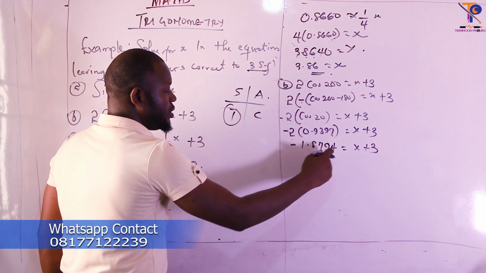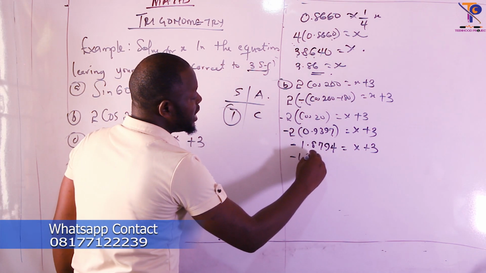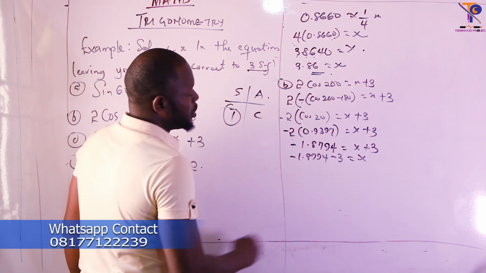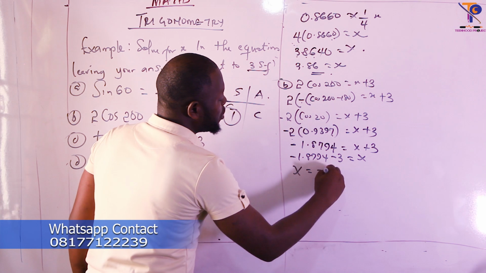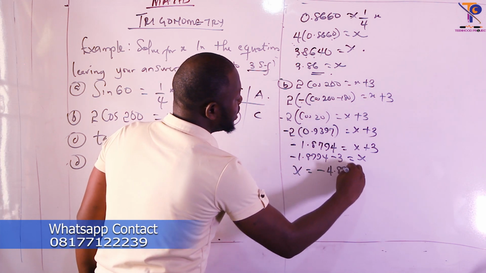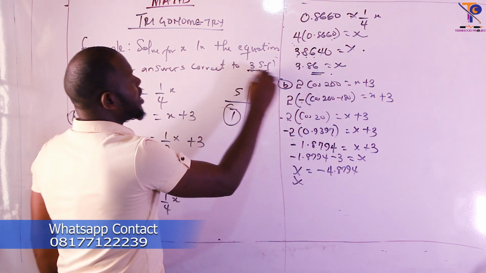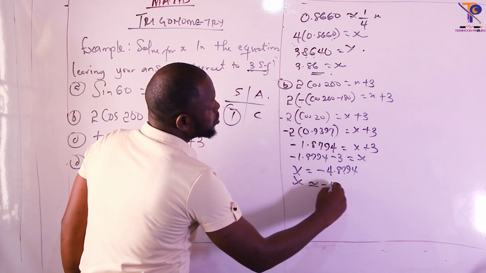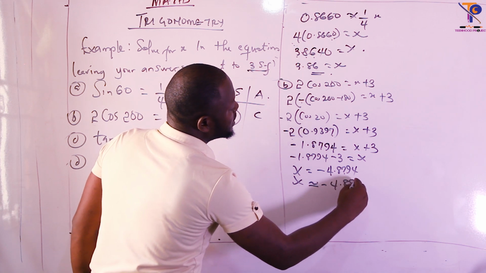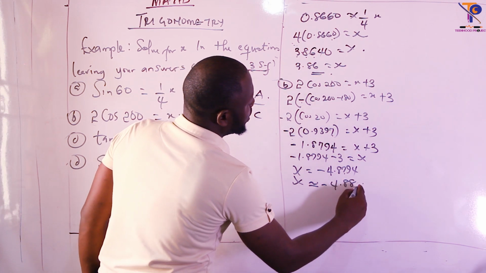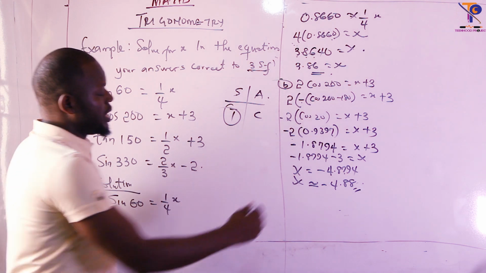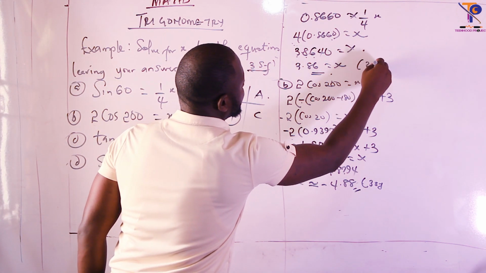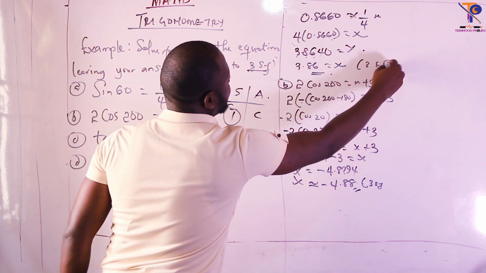So if I send this one to this side, I will have minus 1.8794 minus 3 is equal to x. So my x will be equal to minus 4.8794. So converting to 3 significant figure, we have 1, 2, 3. I have that is minus 4.88. That is what I have here. No units. So that is to 3 significant figure. This also to 3 significant figure. So that is what we have there.